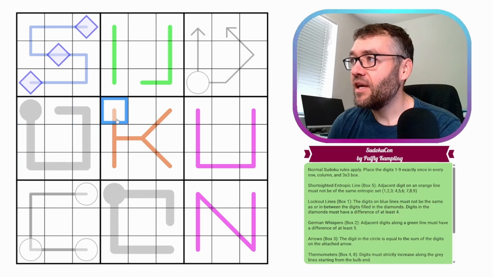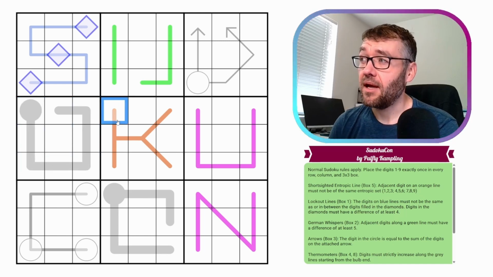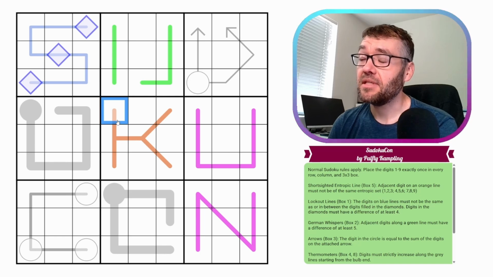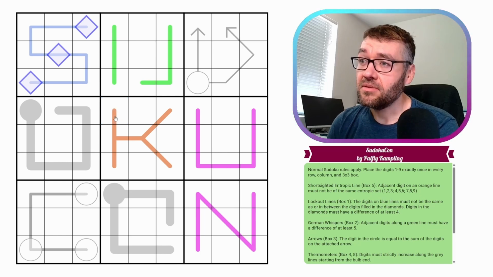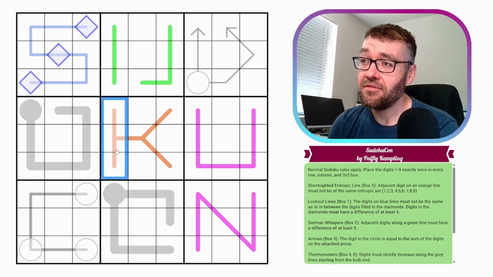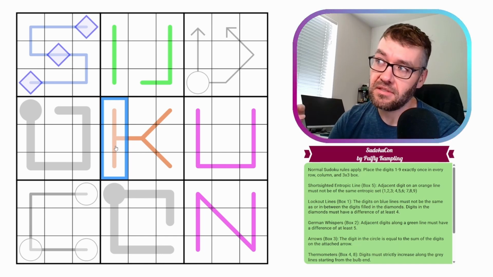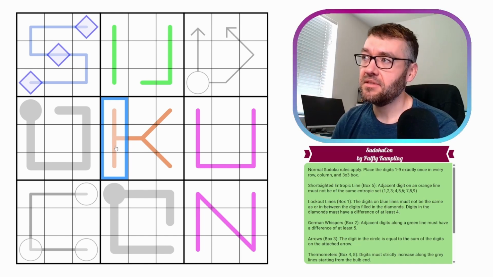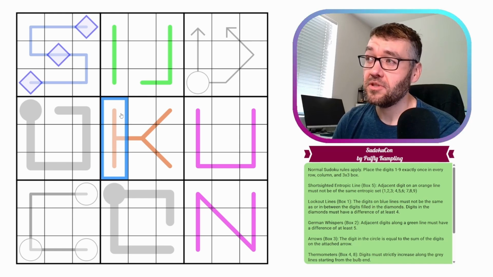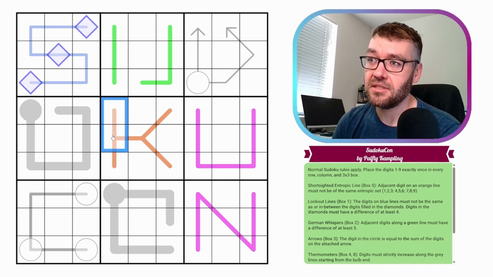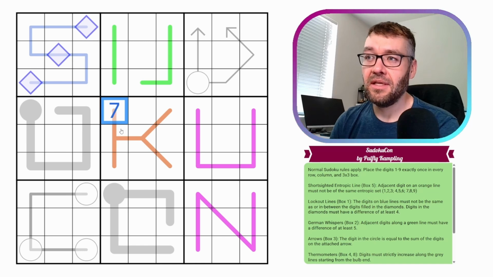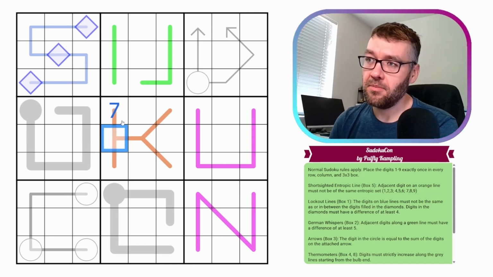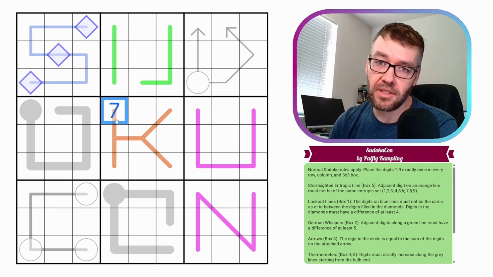In box 5, we have short-sided entropic lines. Adjacent digits on the orange line must not be from the same entropic set. So normally in entropic lines, every 3 cells have to have a digit from one of the 3 sets of entropy. So a low set 1, 2, 3, then 4, 5, 6, and then 7, 8, 9. But this one is a little less restrictive in that adjacent digits can't be from the same set. So if this was a 7, this couldn't be an 8 or a 9 because that's from the same set.